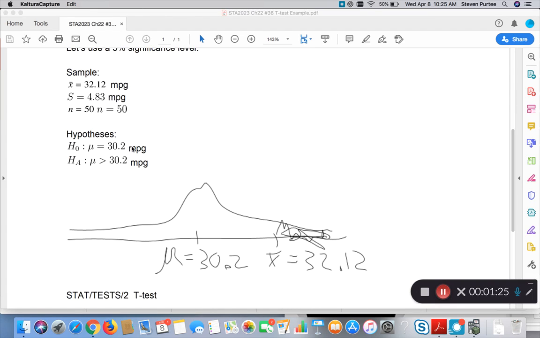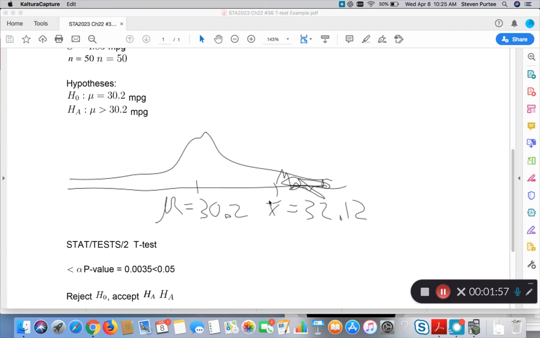Here are our hypotheses. Our null hypothesis is, yes, their fuel efficiency is only 30.2, and the sample suggests they did better than that. So our alternative hypothesis is their average is greater than 30.2. Notice I didn't write the 32 here. The sample just tells me whether to write greater than or less than here.